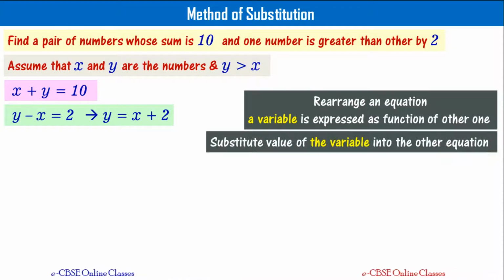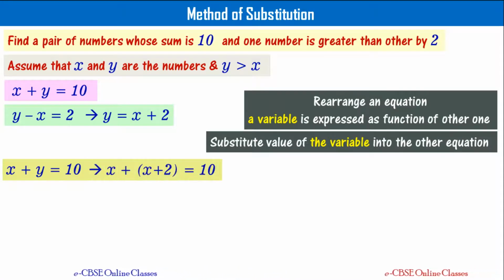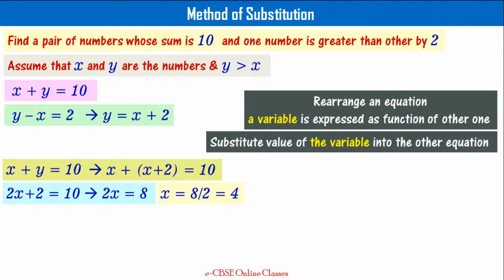The second step is we have to substitute the value of the variable into the other equation. Now we have the value or the expression for variable y, right? We have to substitute that into the other equation. The other equation we have is the first equation, that is x plus y equal to 10. Let's substitute value of y into this equation such that it can be written now as x plus x plus 2 equal to 10. When you simplify it, you get x equal to 4. So we have value of x.